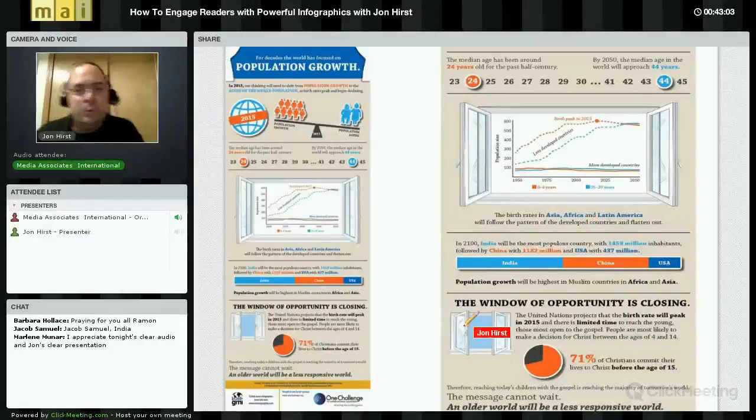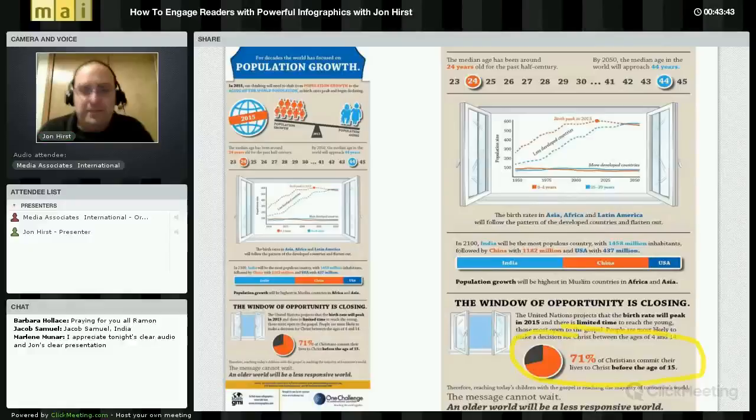And so what we end up doing is using this window theme, the window of opportunity to reach a larger and larger group of very, very young people, will be changing. And by 2100, more and more ministry will be needed for the elderly around the world. And if more people come to know Christ at a younger age, how are we taking advantage of these next 100 years when there will be a huge young population in order to best reach the world? And so then there's the challenge at the bottom: an older world will be a less responsive world.